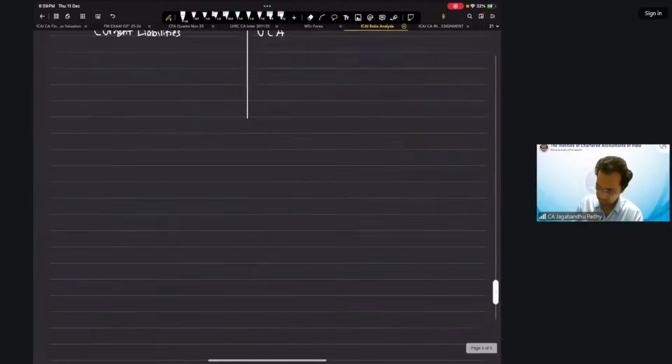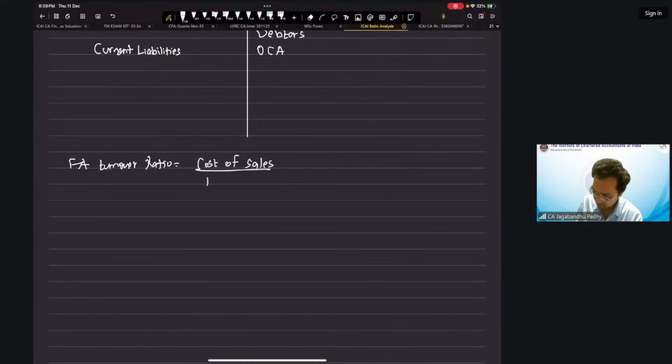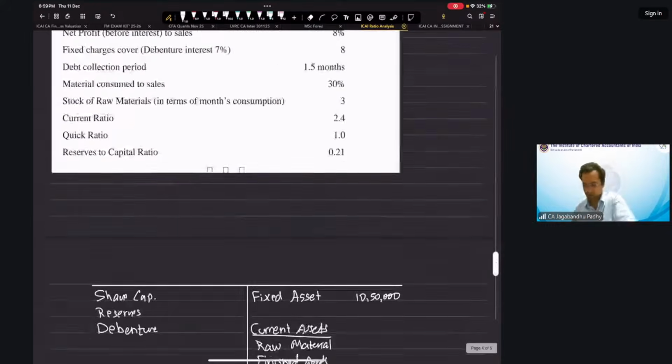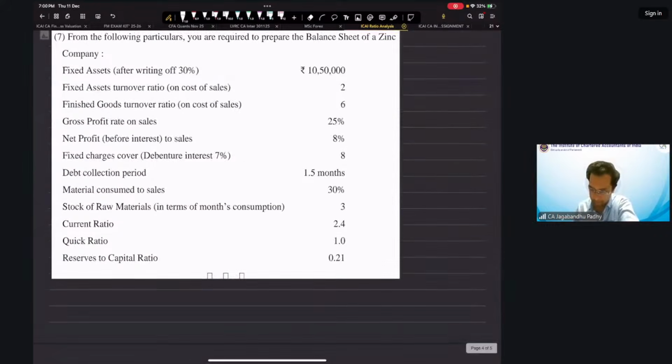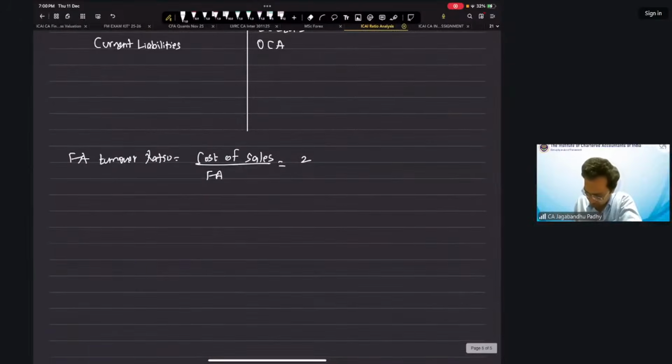So fixed asset turnover ratio is cost of sales upon fixed asset. And cost of sales upon fixed asset is given to be 2. Since we have the fixed asset as 10 lakh 50,000, cost of sales upon 10 lakh 50,000 is equal to 2. So cost of sales will be 21 lakh.